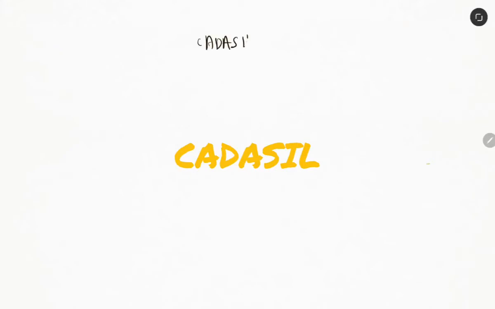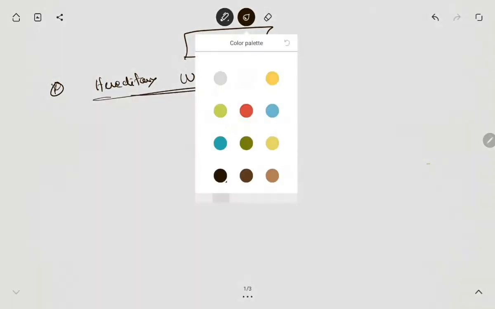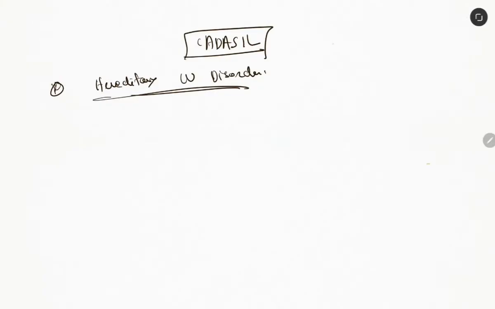We will discuss CADASIL. It is called cerebral autosomal dominant arteriopathy with subcortical infarcts and leukoencephalopathy. The first thing is that it is a hereditary cerebrovascular disorder associated with stroke and seizures. The other familial or hereditary disorders you would have come across here include MELAS syndrome or familial hemiplegic migraine.